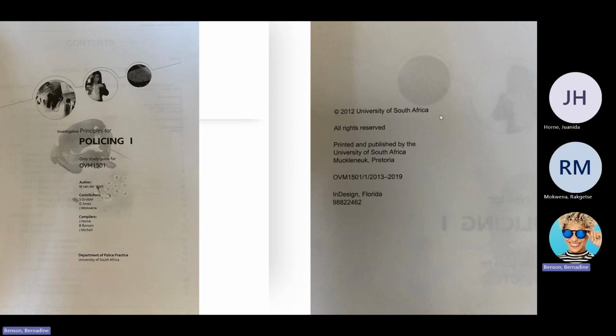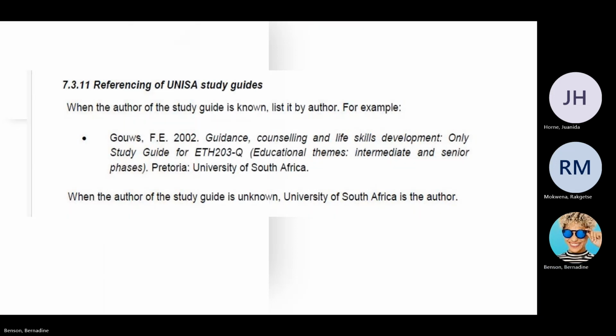And then the date of publication, which is 2012. Publisher is the University of South Africa, and it is printed in Pretoria. You do not say that it is printed in South Africa, because South Africa is not a place, it is a country. You do not also say it's printed in Gauteng. Gauteng is a province. It has to be the town of publication. So let's take a look at how do we do a study guide.